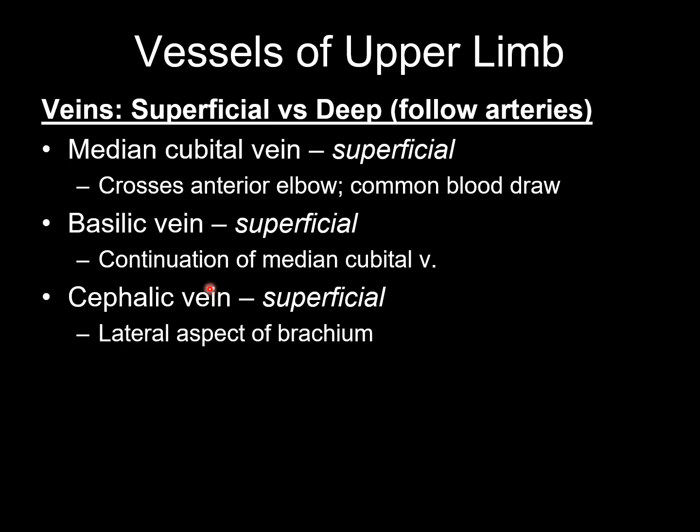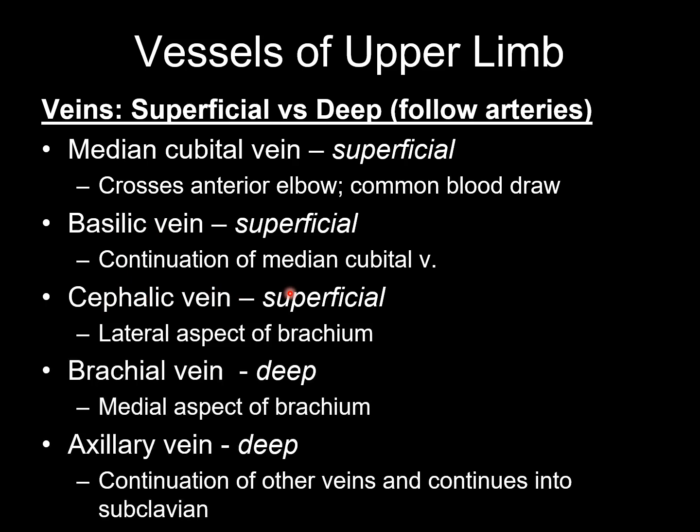So let's look at those superficial veins. So we have a median cubital vein. Okay, it crosses kind of the anterior side of the elbow. The basilic vein, okay, and the cephalic vein. So we'll look at those and that'll make more sense on the model. Okay. And then we do have two deep veins, okay, the axillary and brachial veins. So again, they follow, so the brachial vein follows the brachial artery, runs in the same area. Same with the axillary vein, runs with the axillary artery. So they are our deep veins.